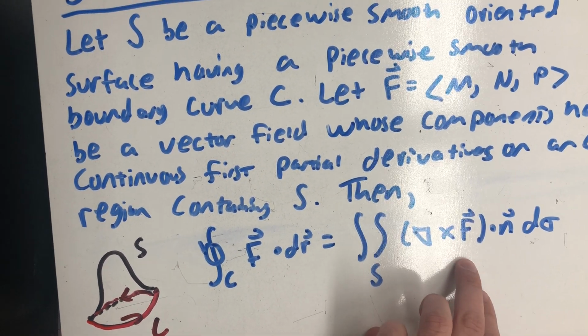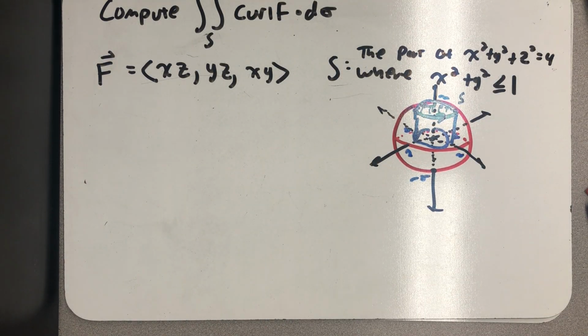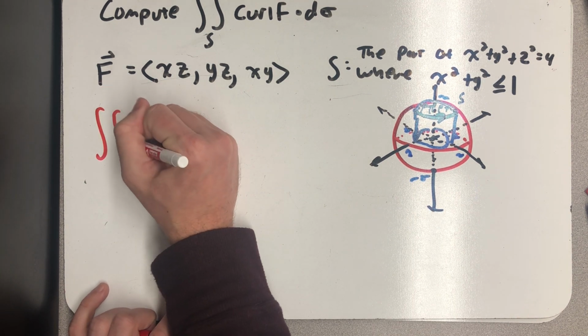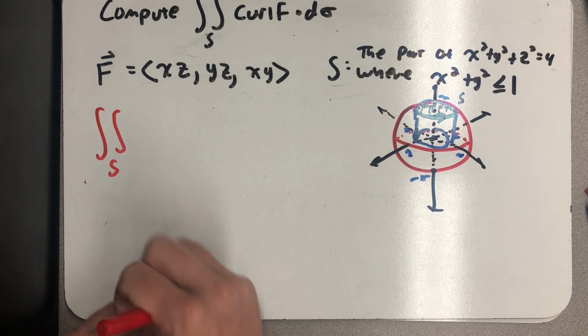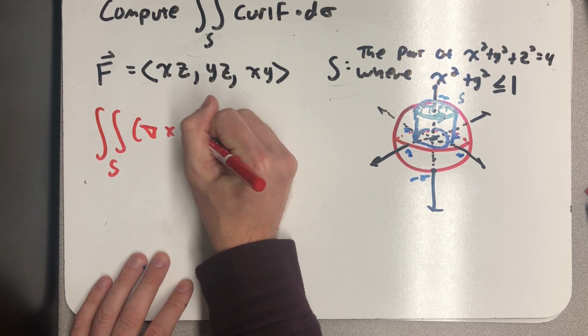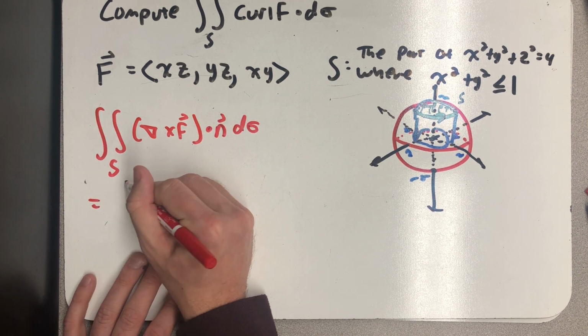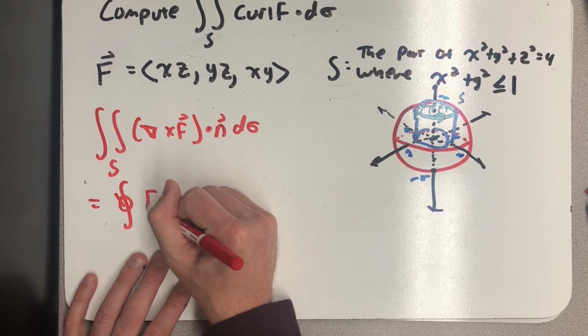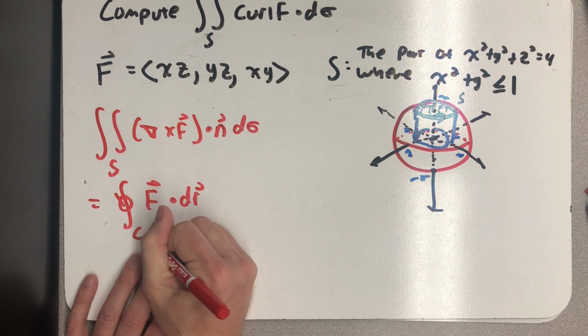We'd have to compute del cross F, we'd have to figure out what n is, and then compute that surface integral through that vector field, the vector field del cross F. But instead, I claim it's going to be easier to just compute the circulation around that path C. And this is what Stokes' theorem says. This calculation should be easier.